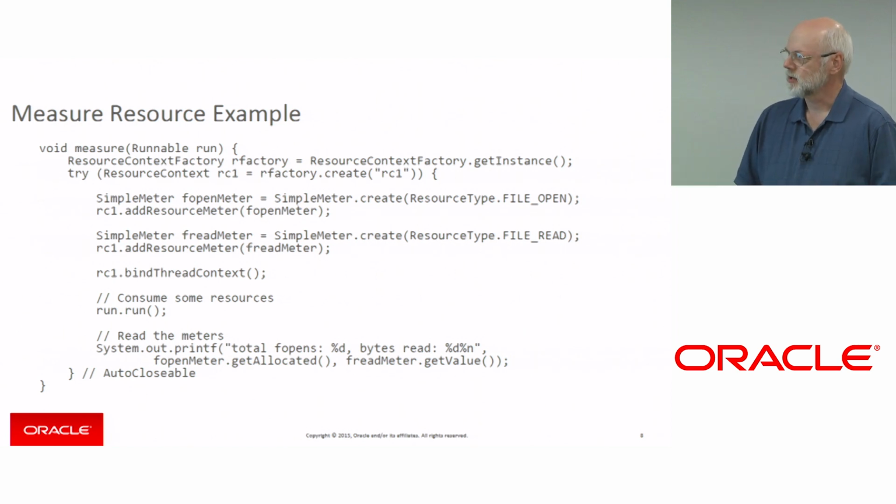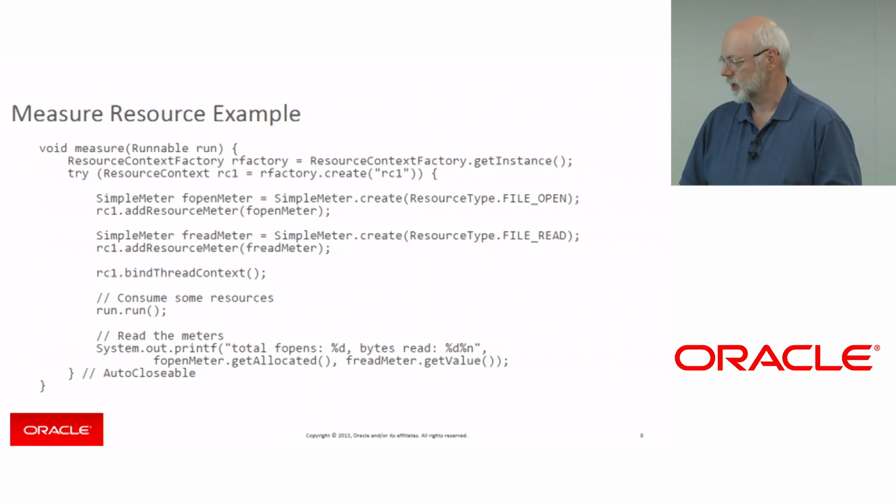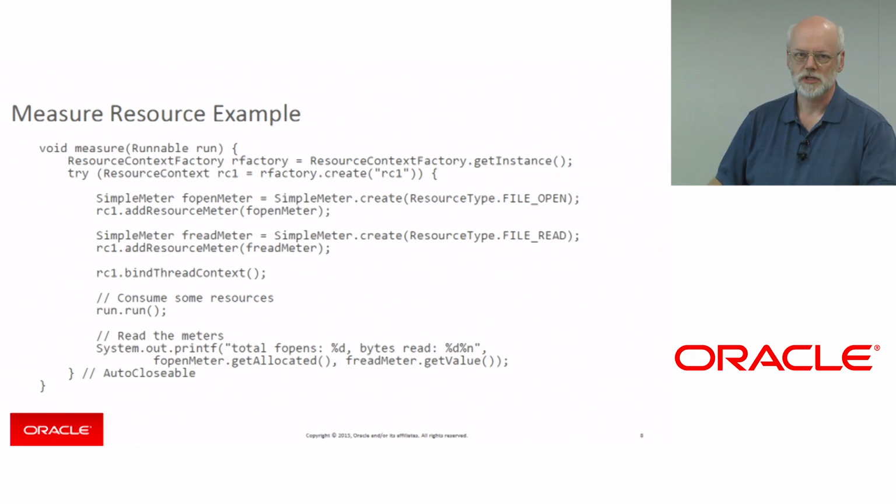The meters are updated essentially all the time, continuously, so immediately and at any time you can ask. This is the total allocated, the total number of files that have ever been opened. And since this is the bytes read, it means it's the current number of bytes that have been read on that meter. So the API is pretty simple to use.